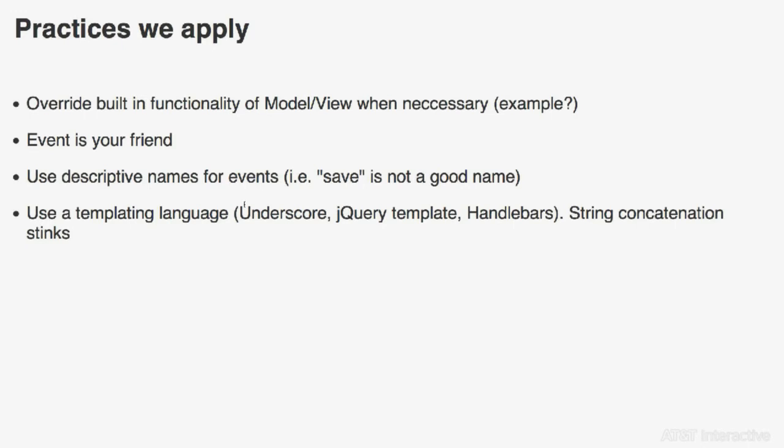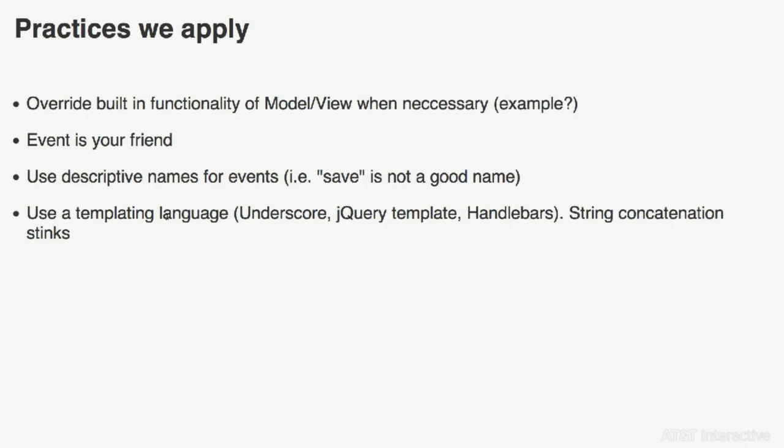So event is your friend. Again, I'm a big fan of the publisher subscriber pattern, and you will see how powerful it is in the sample application. Use descriptive names for events. The documentation of Backbone.js mentions that whenever you call model.save, a save event is triggered. But to me, that name doesn't make a lot of sense. Like, what is save? So instead of using save as an event name, use something like keyword save event or keyword updated event.